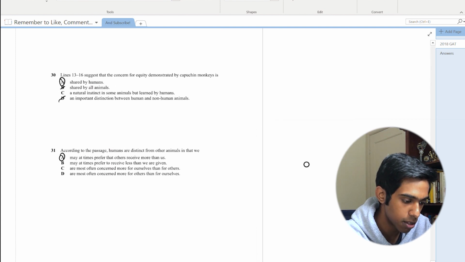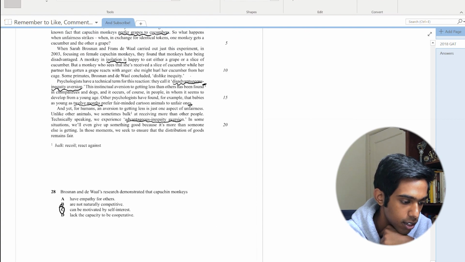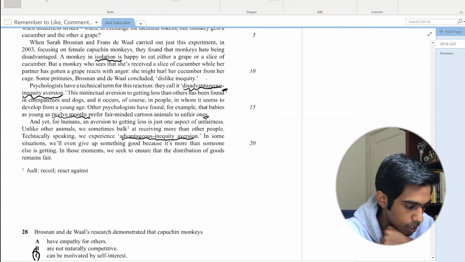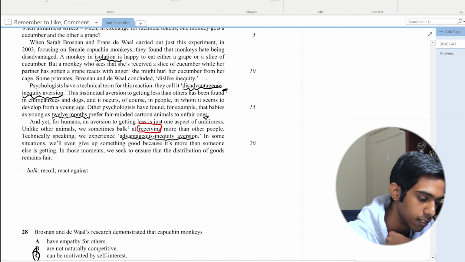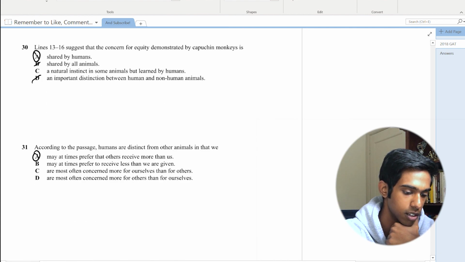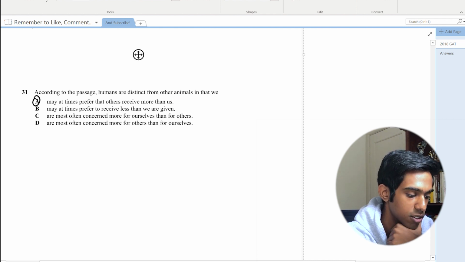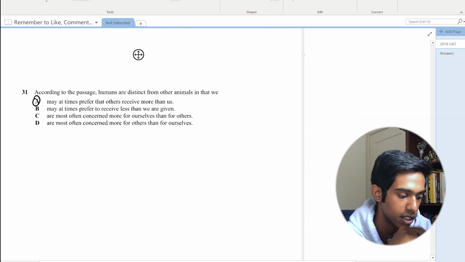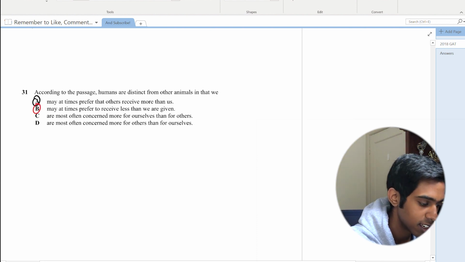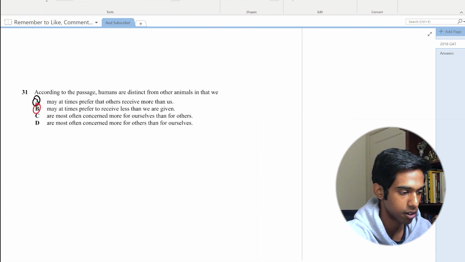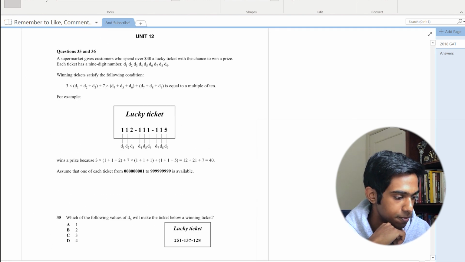So according to the passage, humans are distinct from other animals in that we may at times prefer that others receive more than us. So, unlike other animals, we sometimes balk at receiving more than other people. Yeah, so I read that wrong. Receiving is the clear word here. The difference between A and B is that A is about we prefer that others receive more than us, which is not what the passage is saying. The passage is saying that we prefer to receive less. So that's B. So I hope you guys can understand why I got that wrong. And now we'll move on to the next one.